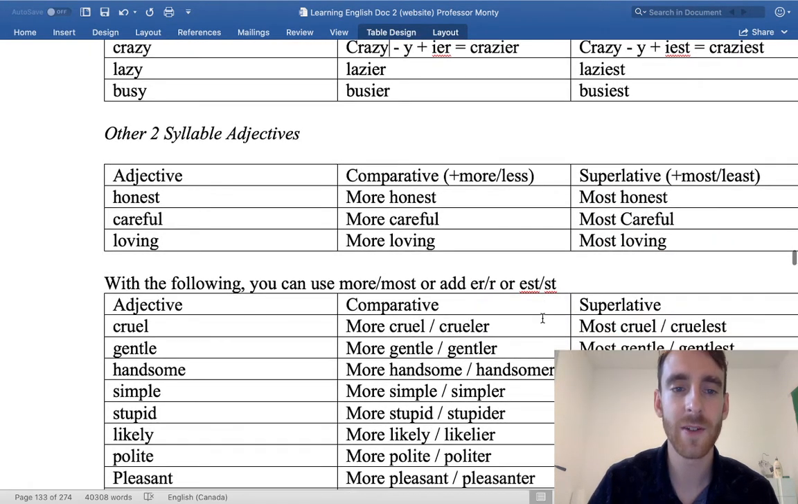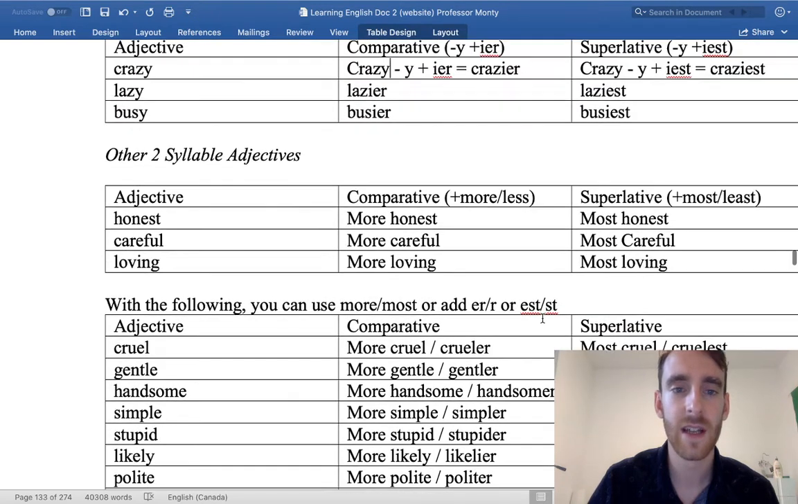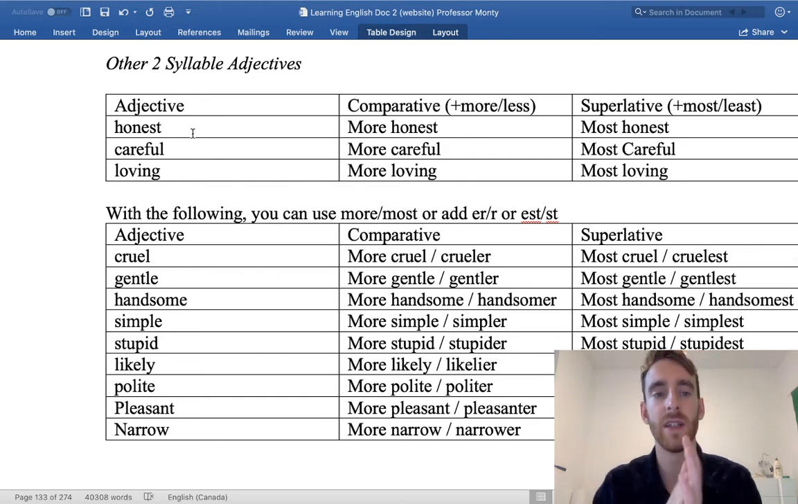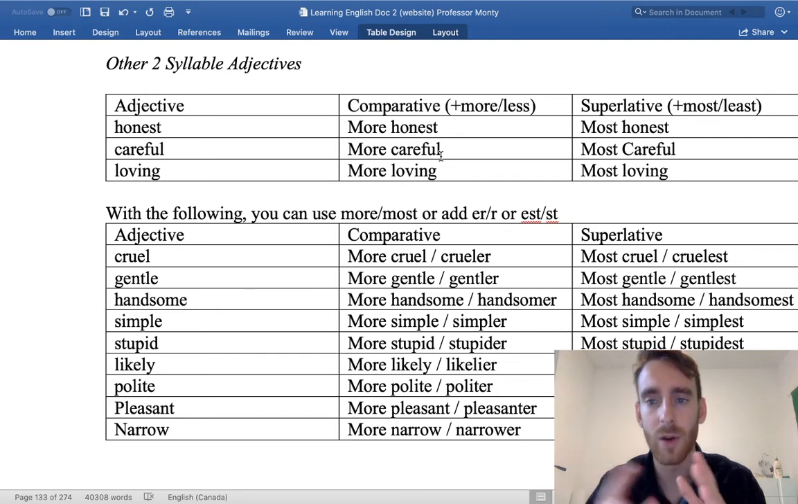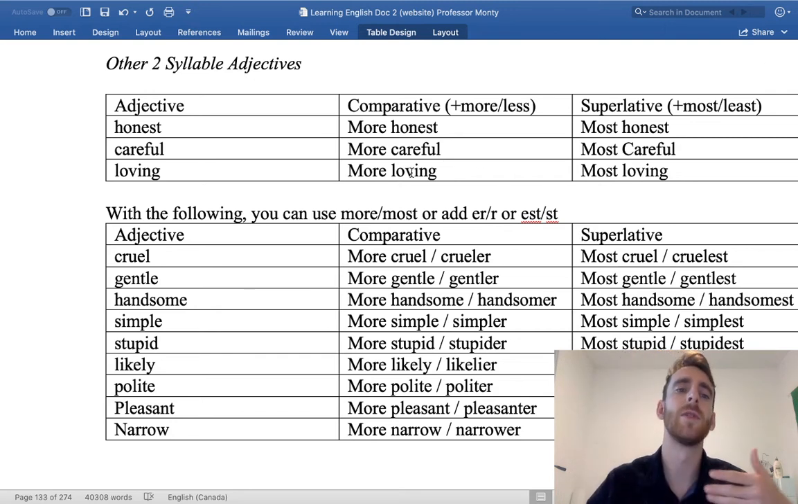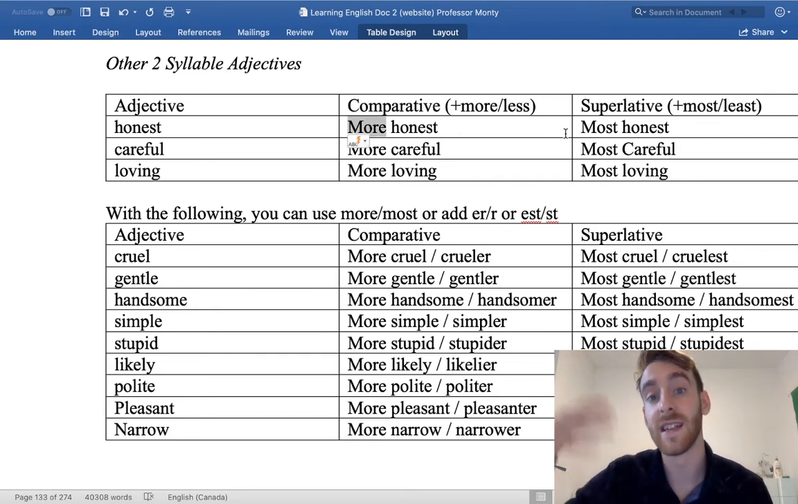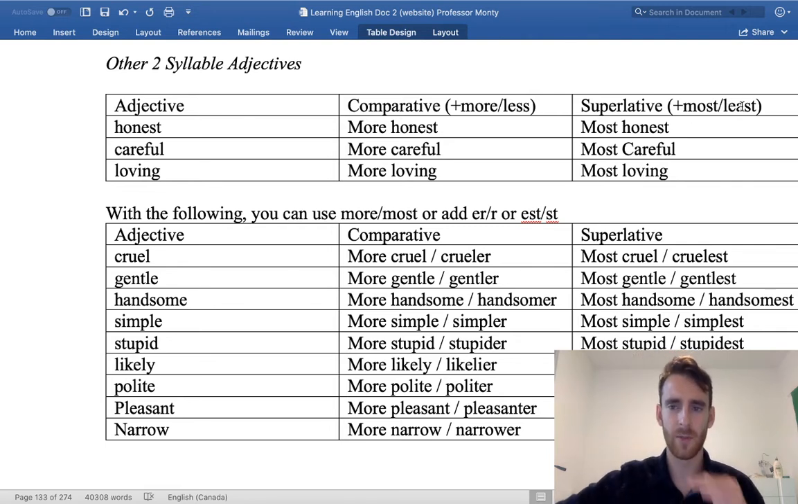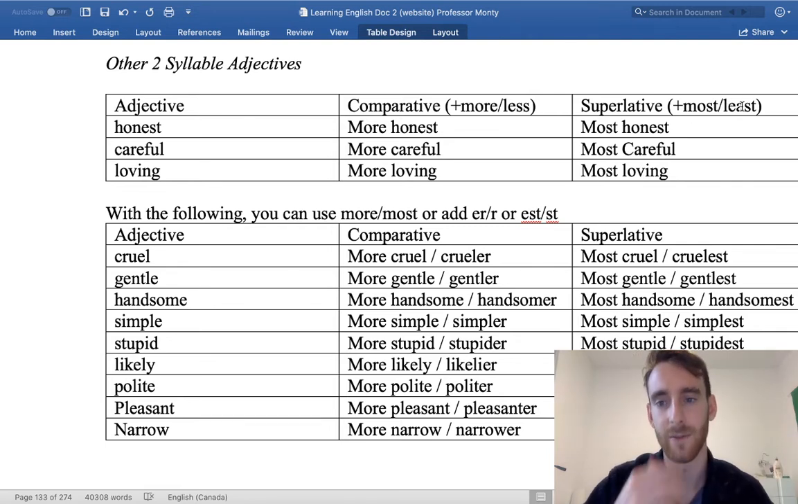So now some other 2-syllable adjectives. You're gonna see here honest, right? Honest. That's 2. For these ones, just say more or less, and most and least. So for example, she is more honest than him, or she is less honest than him, so not as honest, okay? The same thing here, she is the most honest person I know, she is the least honest, so least is the bottom, right? Most is higher quality, right? The best.